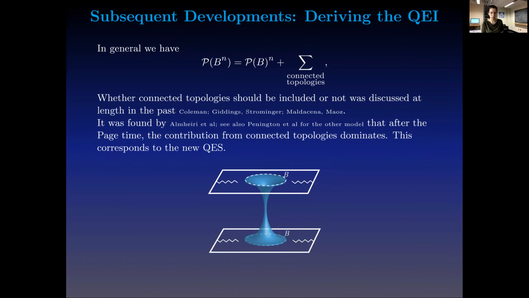I think there's powerful arguments discussed in this older work here. Now, I think that many of us were of the opinion that these things should not be included in the gravitational path integral because they give you factorization problems, up until it was discovered by the East Coast and West Coast groups that after the Page time, the contribution from the connected topologies dominates and precisely corresponds to the new quantum extremal surface that gives you unitarity. So we can include these connected topologies and get unitary evolution of the entropy, which is something that, of course, we've looked for a long time.